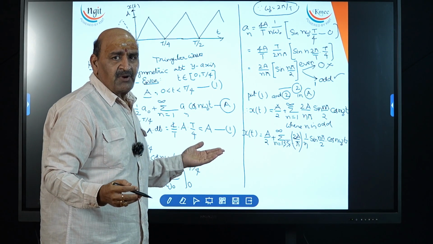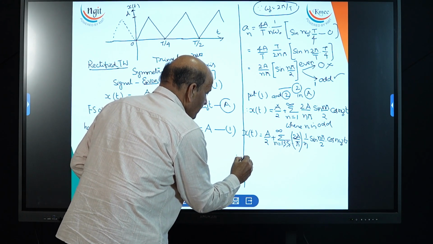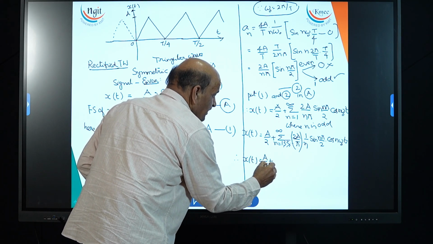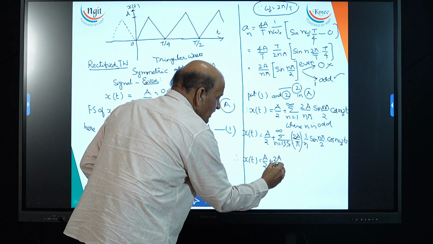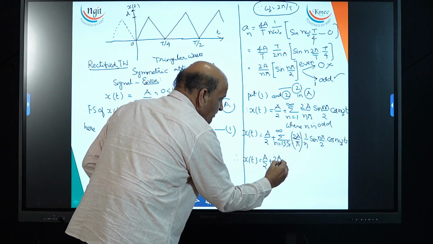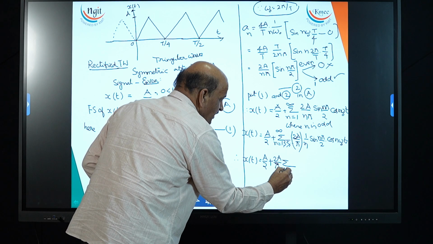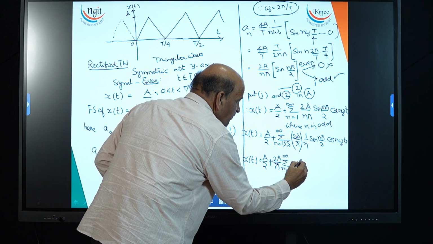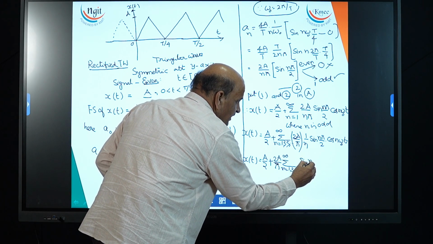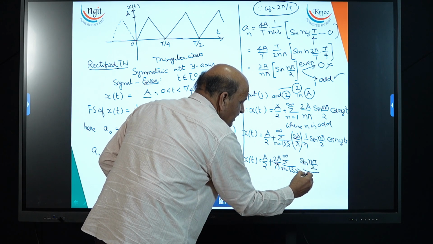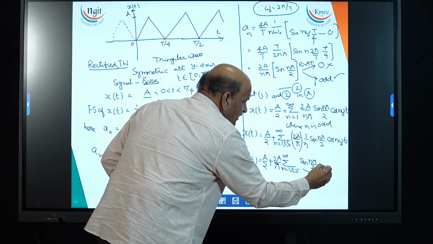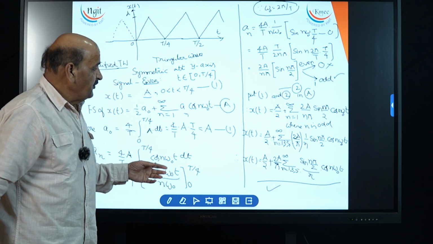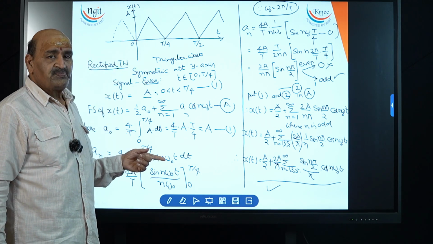Or directly you can keep the constant out of it. Therefore, x of t is equal to A by 2 plus constant value 2A by pi, summation n equal to 1, 3, 5, etc. to infinity, sin n pi by 2 by n into cos n omega naught t. So this is the Fourier series of the given waveform.